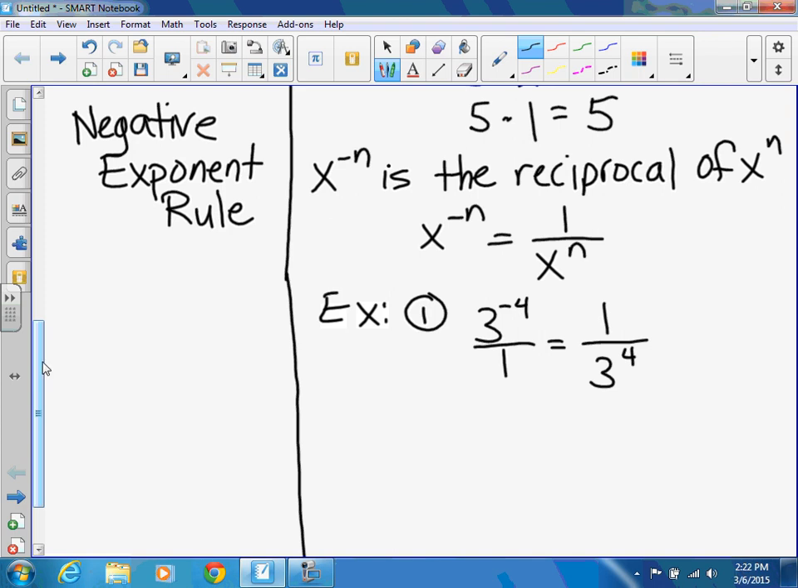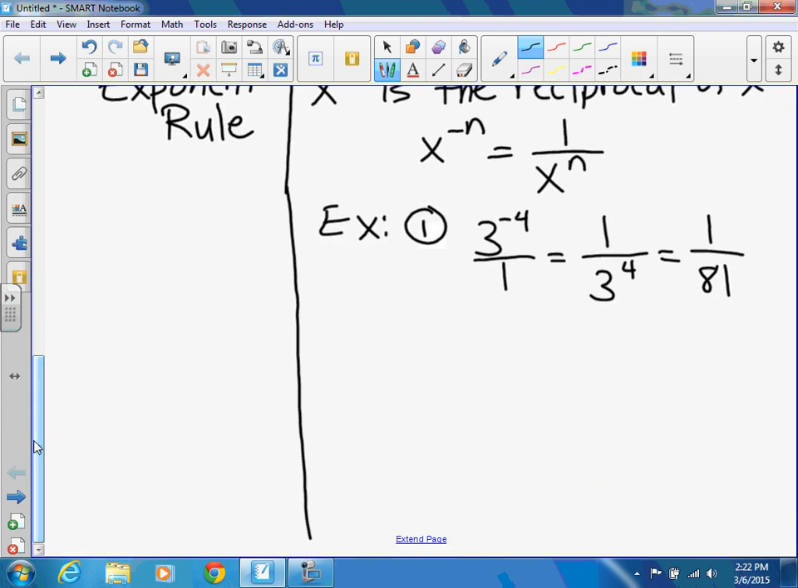Now you're not finished yet because you are not allowed to leave exponents in a fraction. You have to actually evaluate them. So we need to go one more step further. 3 to the 4th power actually turns into 81. So the final answer to this is 1 over 81. Okay, but it's all about making those negative exponents happy and moving them from one location to another in order to create that result. All right, so let's take a look at another one.